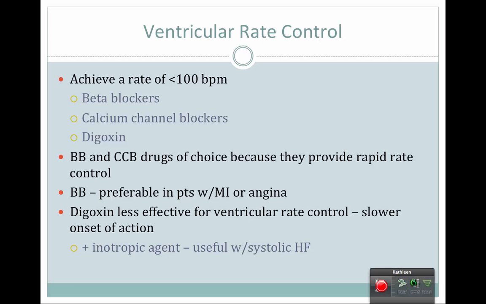So oral digoxin is often used for patients with heart failure, left ventricular dysfunction. Initial and subsequent management of symptomatic heart failure may differ from one patient to another. So that is one treatment.